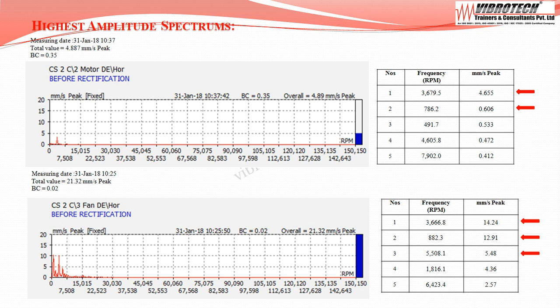On going through the spectrum and frequencies at the motor drive end, the dominant peak frequencies are 4 times and 1 times the running RPM. And the spectrums at the fan drive side show the dominant peak frequencies are 4 times, 1 times and 2 times the running RPM.